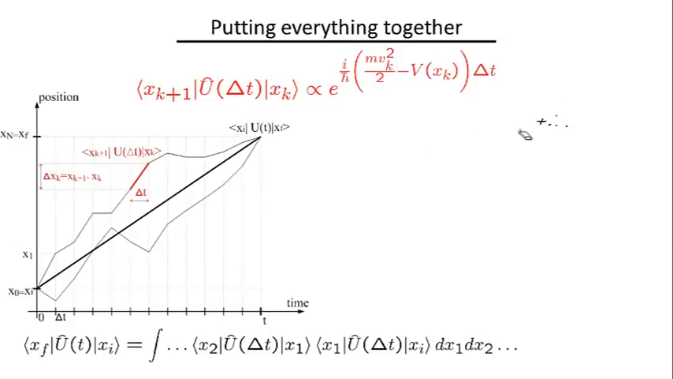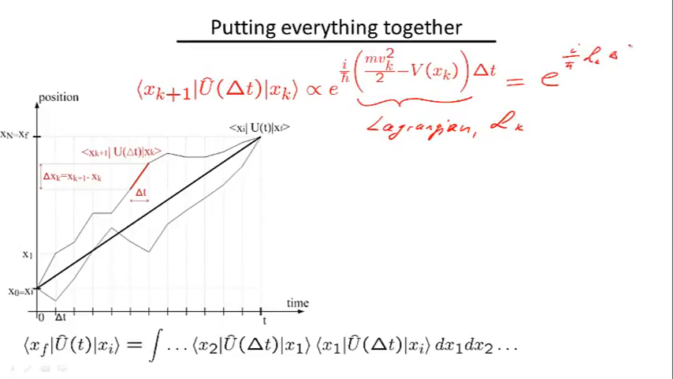And this is something which has a name in classical physics, so maybe some of you know it, and this name is called a Lagrangian. Let me call it L sub k. And so in these notations, we can write the result for the matrix element of U of delta t as simply e to the power i over h bar L sub k times delta t. So using this result, we can now rewrite our main object, this propagator, as follows.